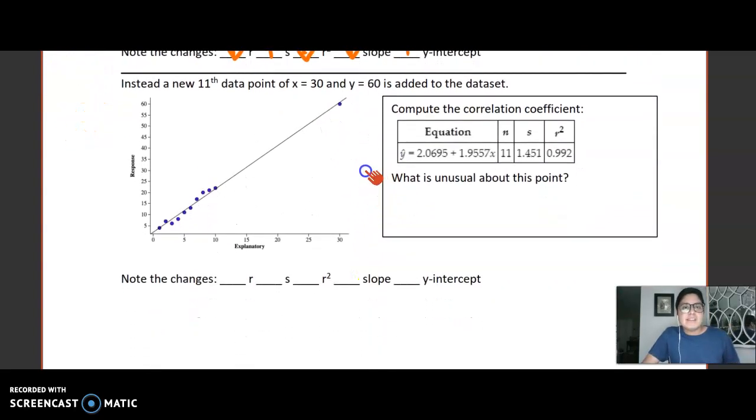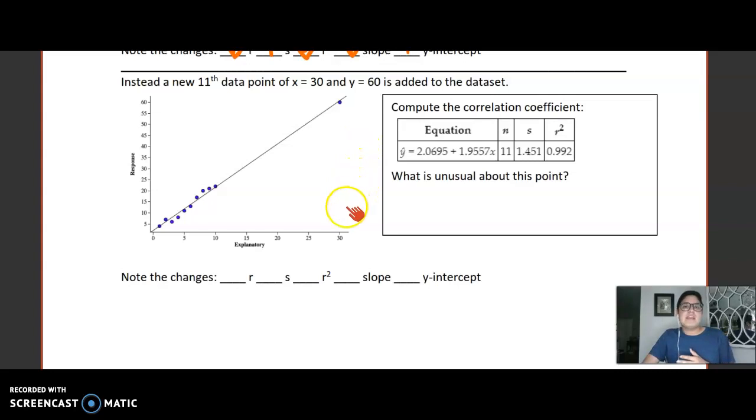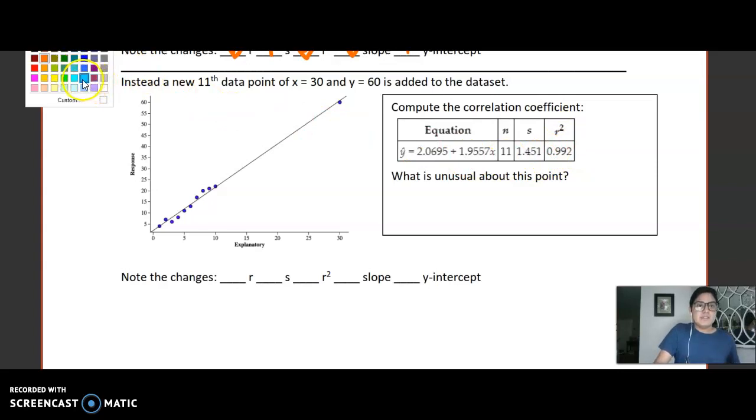But now let's talk about this last one here. The 11th data point is going to happen at 30, 60, way outside of what our data was given to us as. So this is way outside. You can see that it actually increases the coefficient of determination here. So let's find our new, let's just go bright blue here. So our new r is going to be a positive, and then we'll take the square root of this. So it's actually going to be 0.996.